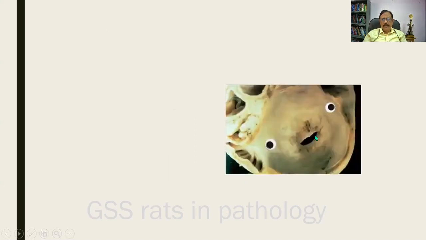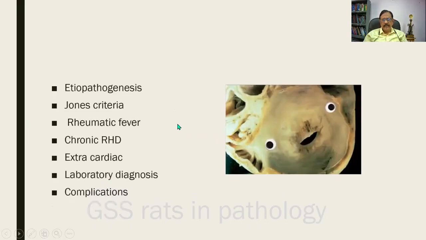So I hope this will stay in your mind, and so also these. The etiopathogenesis, the Jones criteria, rheumatic fever, the acute as well as the chronic rheumatic heart disease. What are the extracardiac manifestations, laboratory diagnosis, and complications? Always think of the subheadings. The subheadings will take you to the answer.